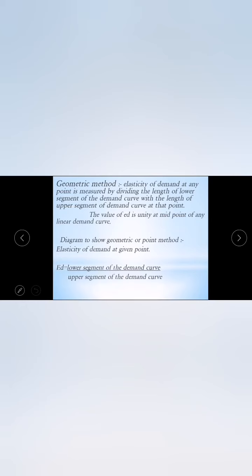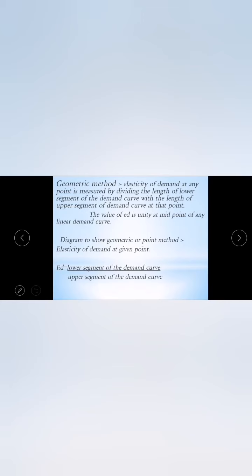Next we'll see the geometric method. Elasticity of demand at any point is measured by dividing the length of the lower segment of the demand curve by the length of the upper segment of the demand curve at that point. The value of ED is unity at the midpoint of any linear demand curve.